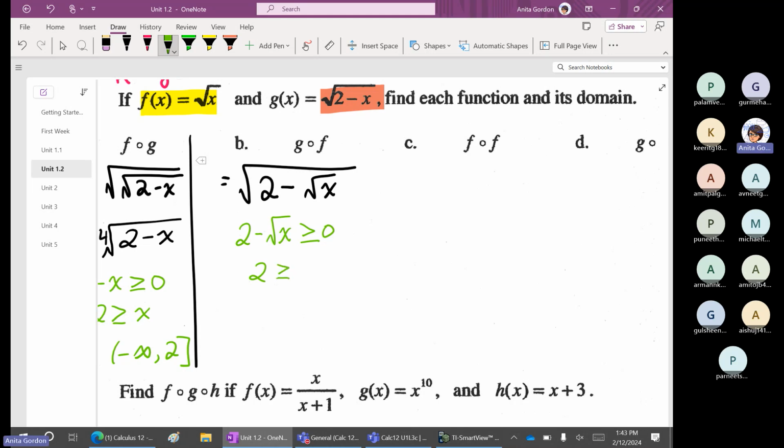I'm going to add root x to both sides. Yes, sir. Yes. How did you get there? So yeah, we squared both sides, right? Yeah. Perfect. Okay, so this is our domain. In other words, again, from negative infinity up until and including positive 4.